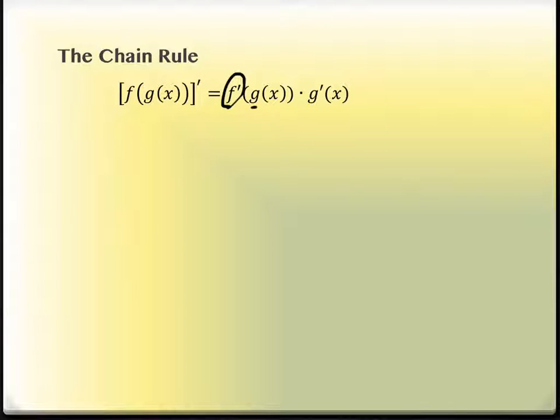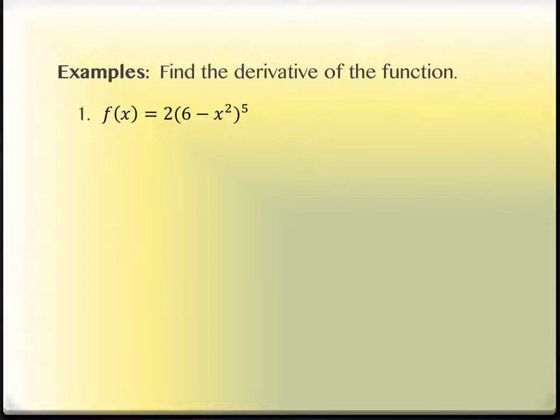And we leave the inside unchanged. It's not any different than it was before. And then we multiply that by the derivative of the inside function. And we're going to do a whole bunch of examples so that we get a hang of doing it, okay? All right, so here's our first one.